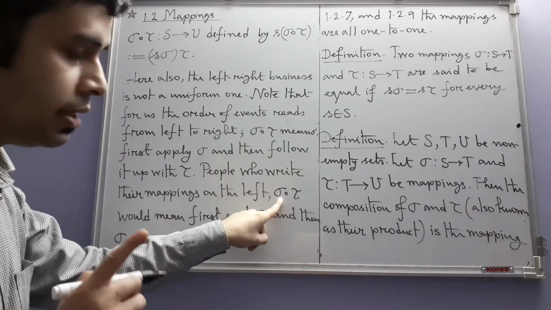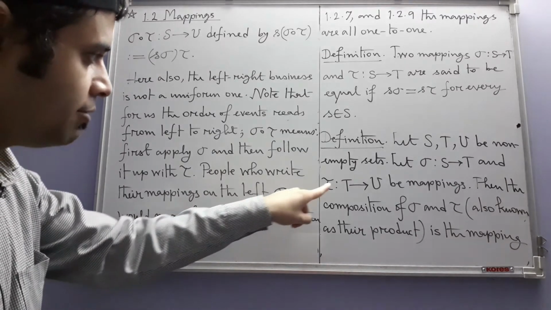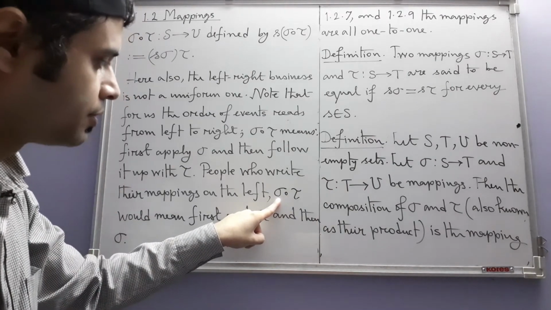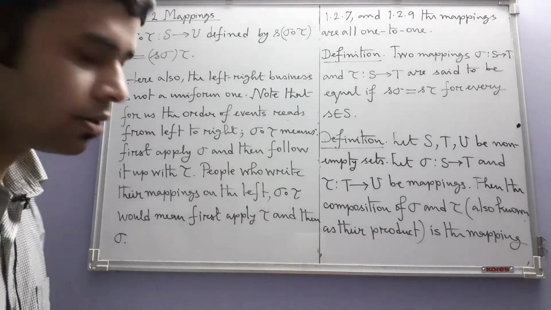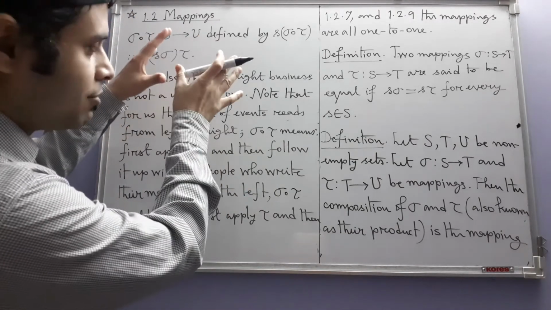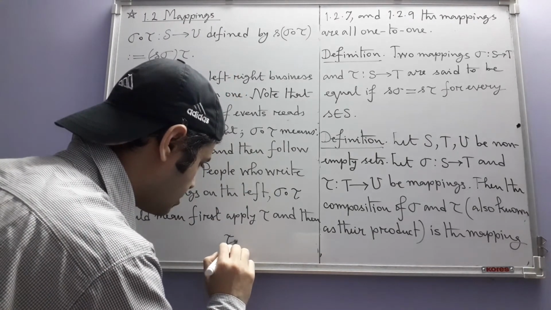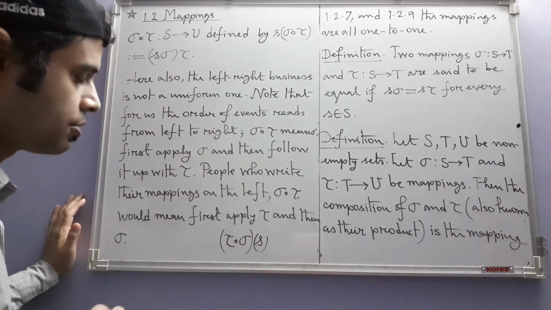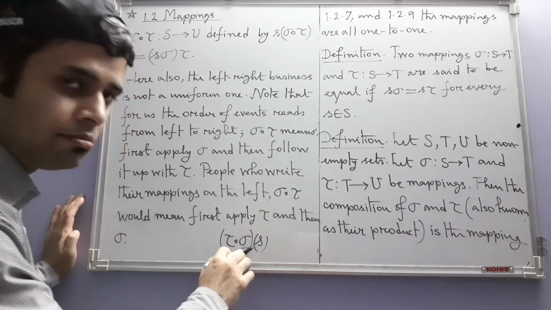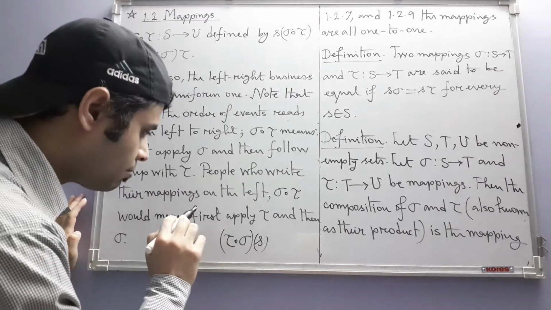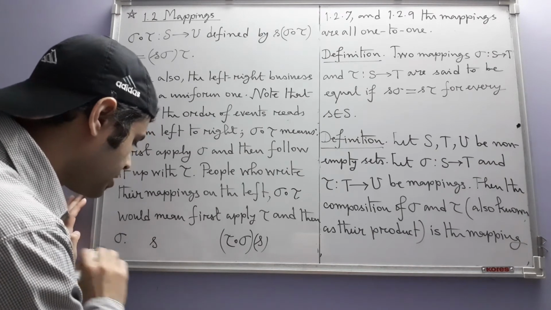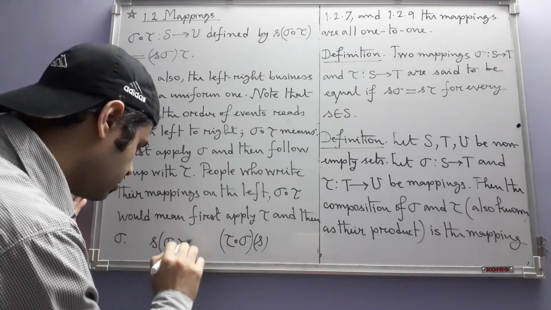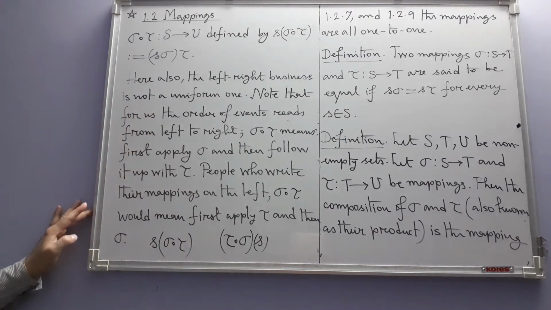Keep in mind that it has to be meaningful. If the mappings are like this, then for them it will not be sigma composition tau. The same mapping that we have written here, they will write like this, tau composition sigma, because their s will appear here. So they have to be able to apply sigma first and then tau. But for us, since the s appears here on the left side, we will write sigma composition tau. Okay.